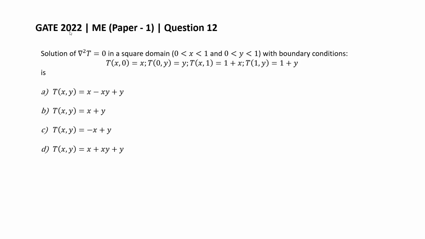Hello everyone, in this video we will solve GATE 2022 ME Set 1 question number 12. This question is from the topic Engineering Mathematics and more specifically from differential equations. The question is: the solution of del square T equal to 0 in a square domain with boundary conditions. Four boundary conditions are given to us, and these are the four options.